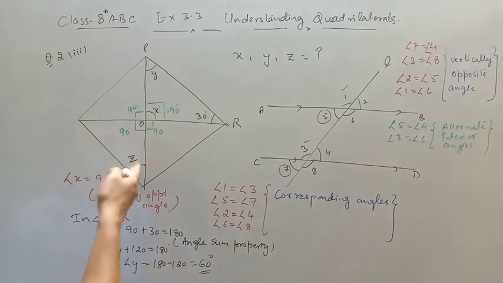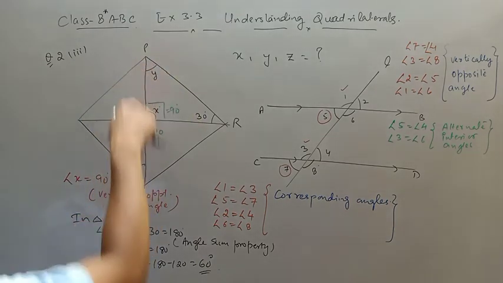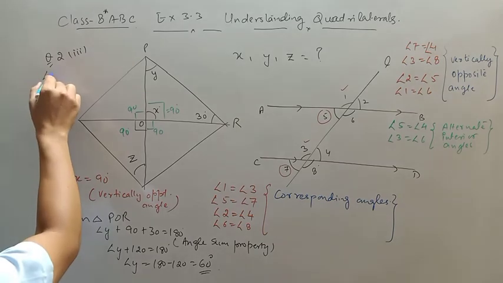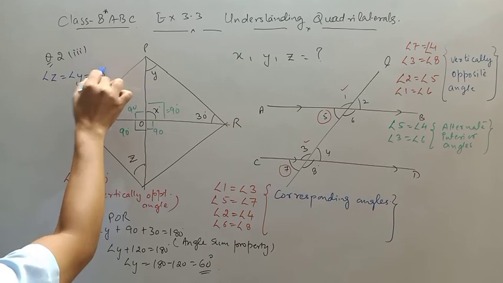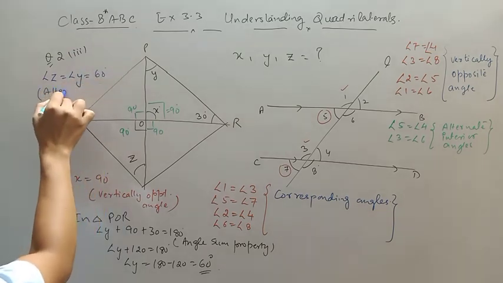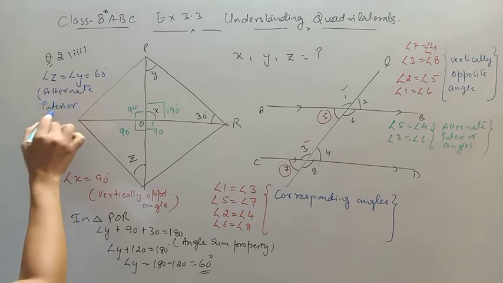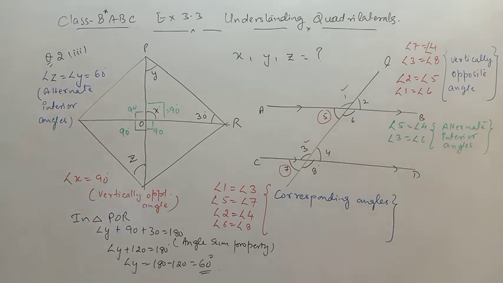Now, how to calculate angle Z? Angle Z is equal to angle Y. The reason is these are alternate interior angles, okay? Angle Z equals angle Y. You can write angle Z is equal to angle Y is equal to 60 degrees. The reason is alternate interior angles. So please note it down fast.